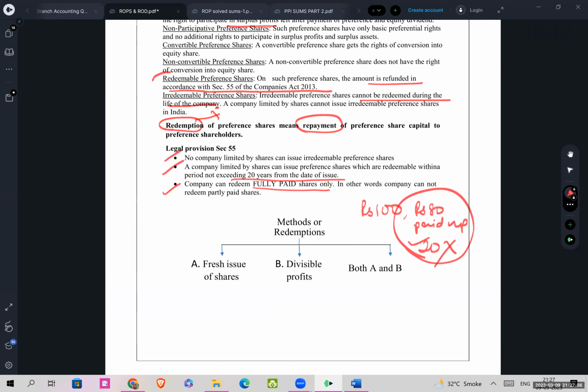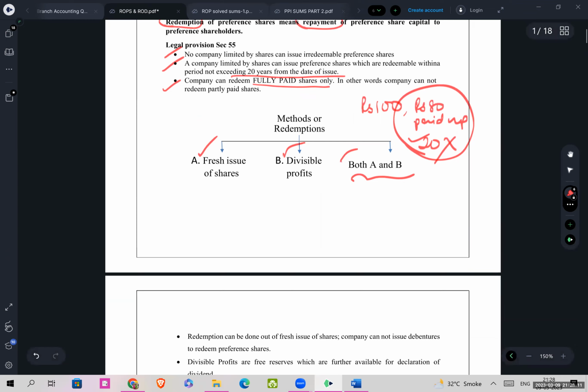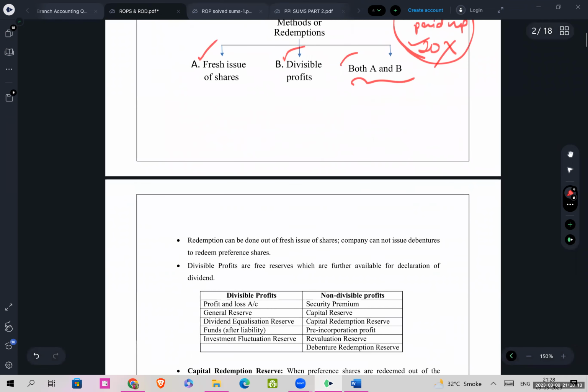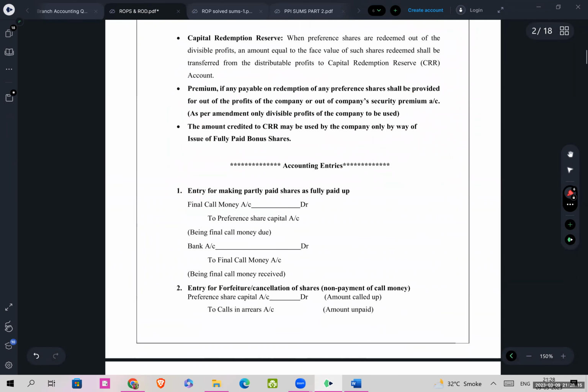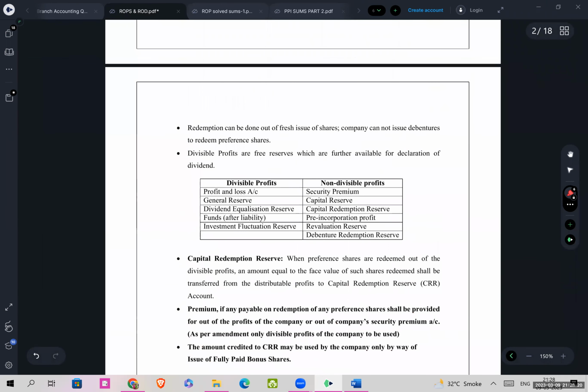Now here come the methods of redemption. How do you redeem? It is either through a fresh issue of shares or through divisible profits, or you can have a combination of both fresh issue and divisible profits. Redemption can be done out of a fresh issue of shares. A company cannot issue debentures to redeem preference shares.